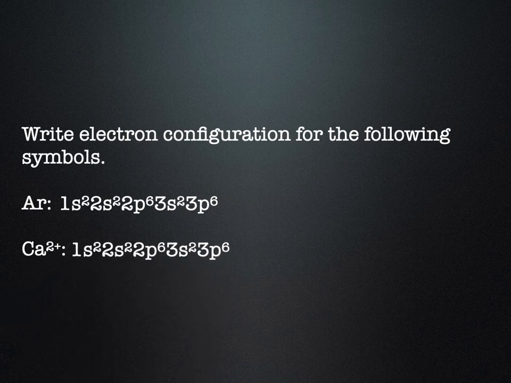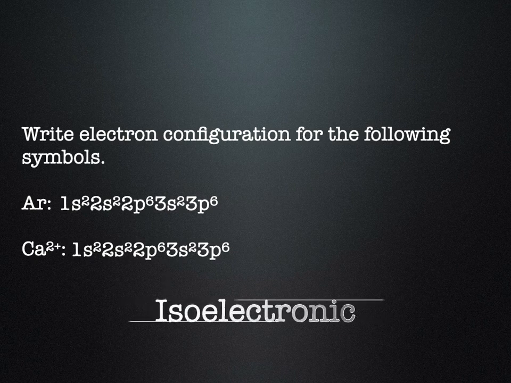And maybe you see that there are some similarities there. What we call this, when you have 2 different particles that have the same electron configuration, this is referred to as isoelectronic.